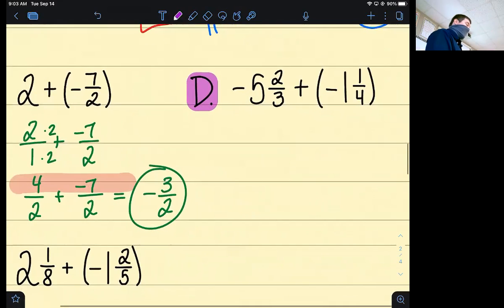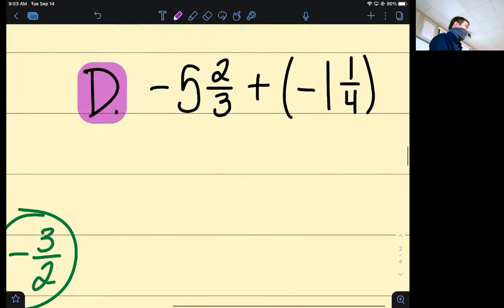Example D. Now we have 2 mixed numbers. So on Thursday and Friday, I'm going to show you how you can leave these as mixed numbers, because I'm sure you've been taught to write them as improper fractions and do it that way. I'm going to show you that you don't have to do it when you're adding or subtracting. I think it's a shortcut, but I don't have time to teach that to you right now. So I'm just going to have you do what you've been doing, which is just turn them into improper fractions.